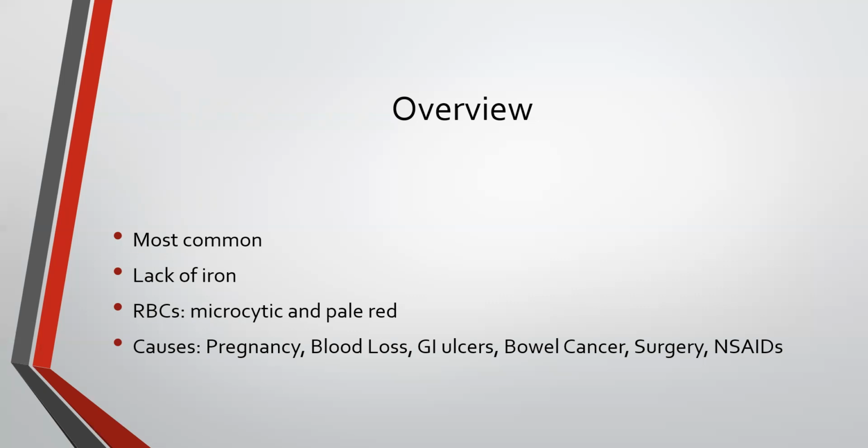Causes of iron deficiency anemia can be pregnancy because, again, the blood volume is increased. Therefore, we have a diluted amount of iron. It could be from blood loss, menses, or a GI bleed. It could be through a GI ulcer. Bowel cancers will cause iron deficiency anemia because, again, that absorption is reduced. Any type of surgery, aspirin or NSAIDs are also a major cause of iron deficiency anemia.